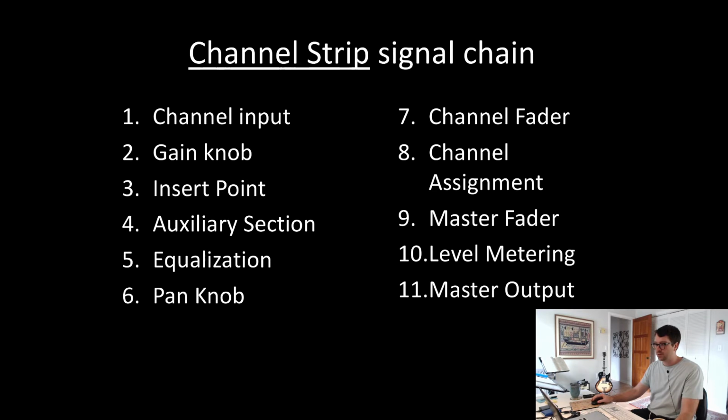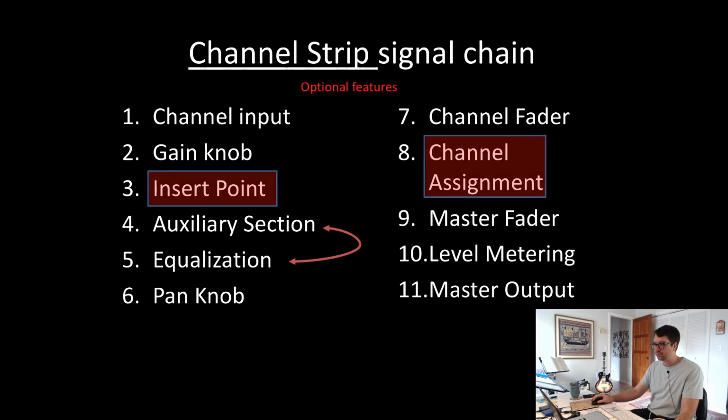Usually we have something more like this. Channel input, a gain knob. Sometimes you have an insert. You have an aux send section and an EQ section. Often they'll get switched around. A pan knob, a channel fader. Sometimes you'll be able to change where it gets sent, sometimes not. A master fader, level metering, and the master output.